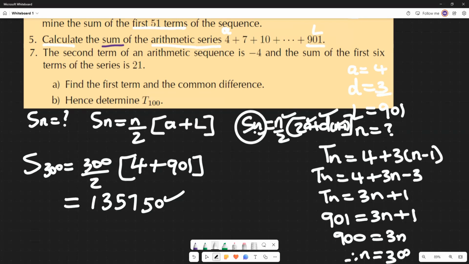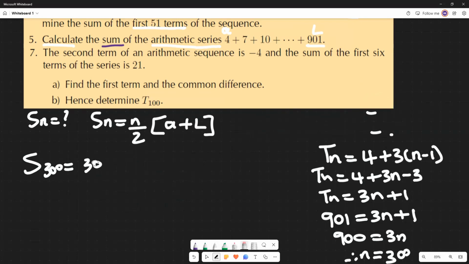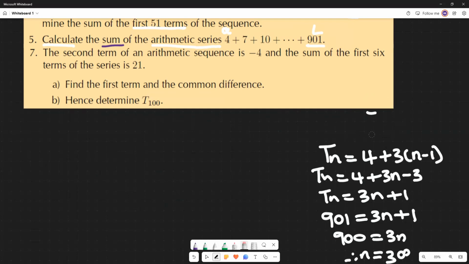Right. Awesome. So let's get into the last question. Let me quickly raise here, ladies and gents. Let's get to the last question.